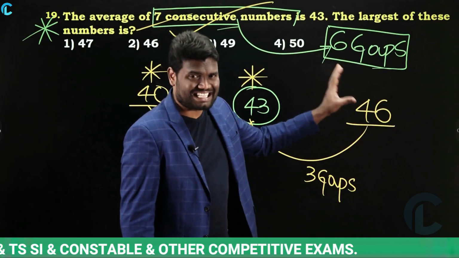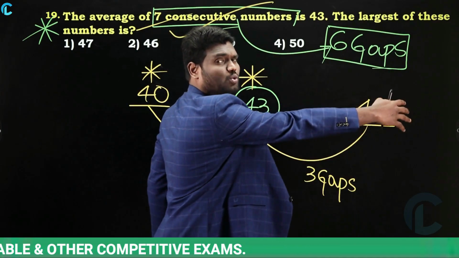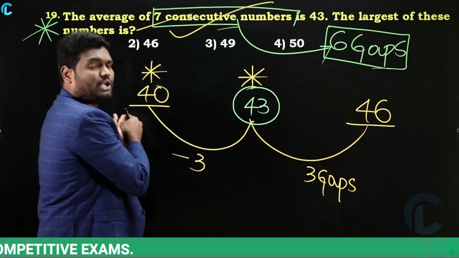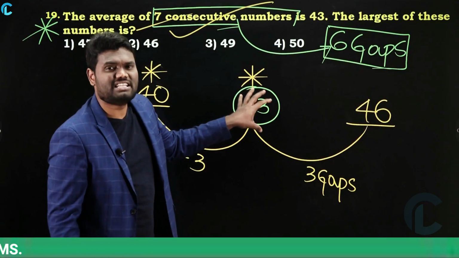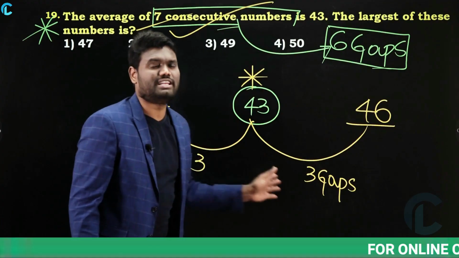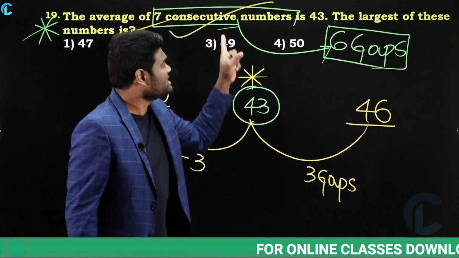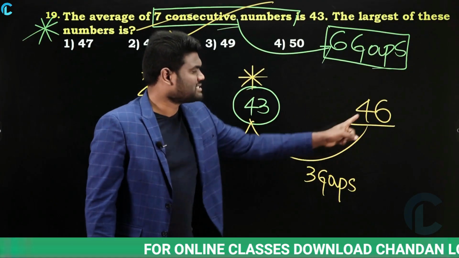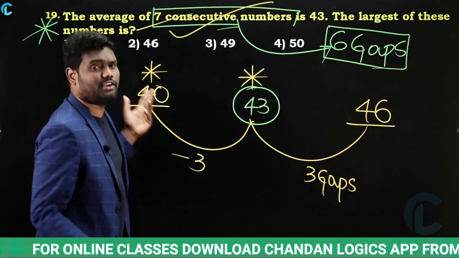Out of the 6 gaps, 3 gaps will be towards forward and 3 gaps will be towards back. Why? Because the average is exactly the middle term. So 3 front and 3 back. As these are consecutive numbers, 43 plus 3 is 46, and 43 minus 3 is 40.